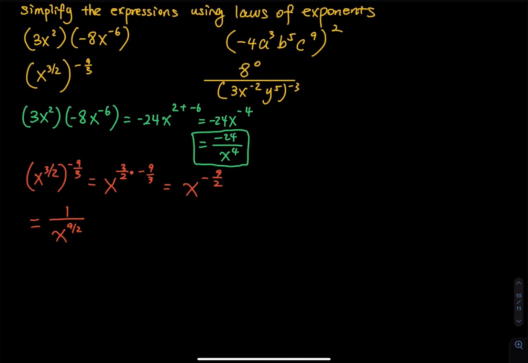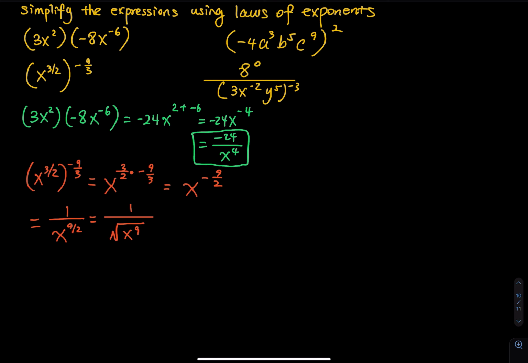If you want to go a step further, the denominator 2 in the exponent, you can change that to a square root and then put the x to the 9 inside the square root. Okay, so either one of these can be the final answer. Depends on what your teacher is looking for.